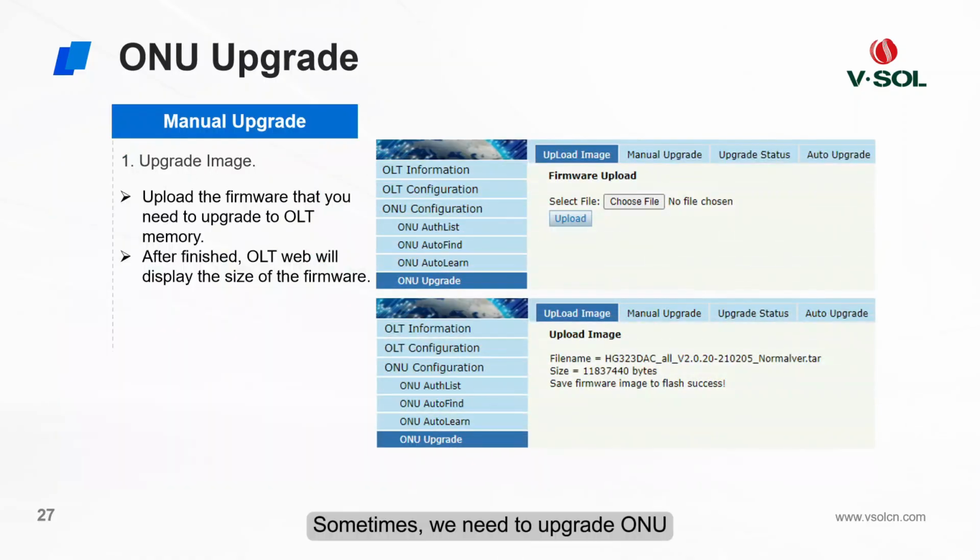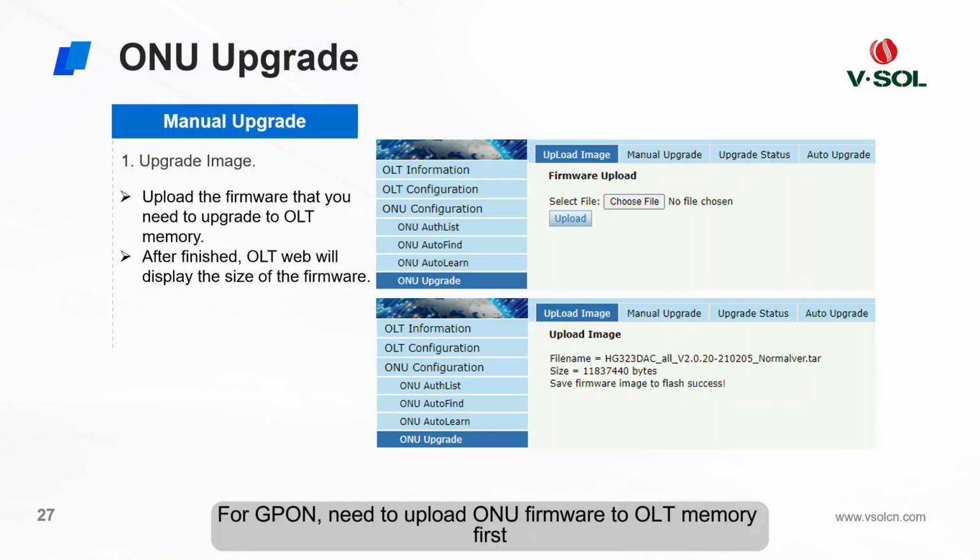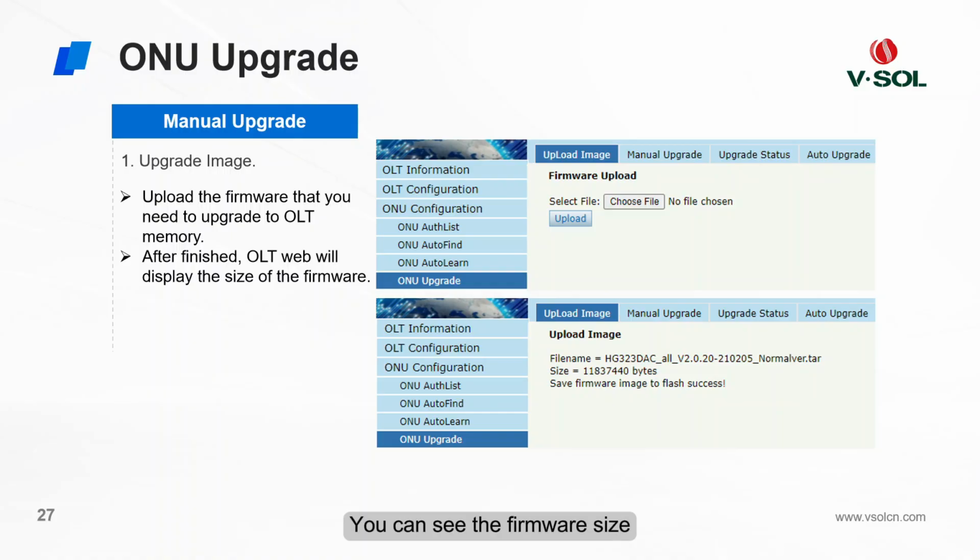Sometimes, we need to upgrade ONU, but they are installed at clients' houses. So we can upgrade them by OLT. There are two ways to upgrade: manual upgrade and auto upgrade. For GPON, we need to upload ONU firmware to OLT memory first. You can see the firmware size after finishing uploading.